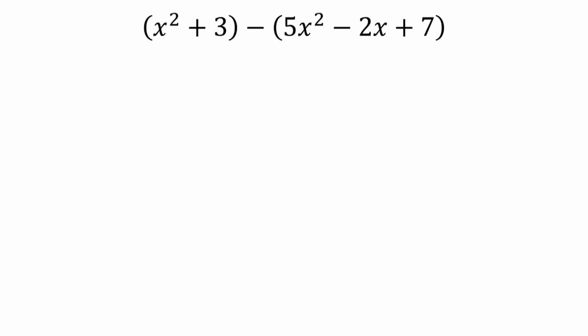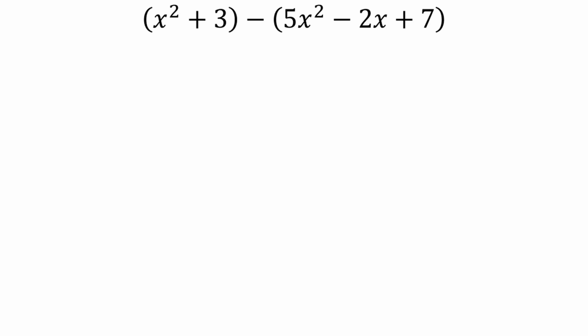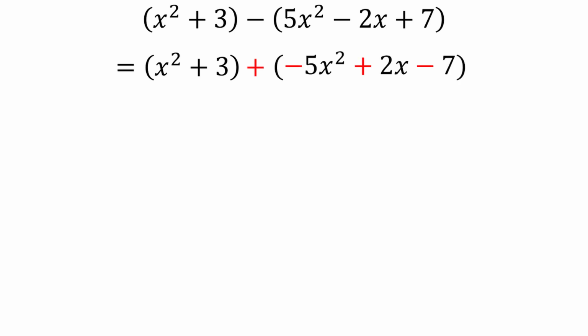We can also subtract polynomials. Take, for example, x squared plus 3 minus 5x squared minus 2x plus 7. The easiest way to subtract polynomials is to switch the sign on each term of the polynomial being subtracted, and convert the problem into an addition problem. So doing that here, we have x squared plus 3, and then instead of minus, we have plus negative 5x squared plus 2x minus 7. All I've done is change the minus sign in the middle to a plus sign, and then change the sign of each of the terms in the second polynomial from negative to positive, or vice versa.